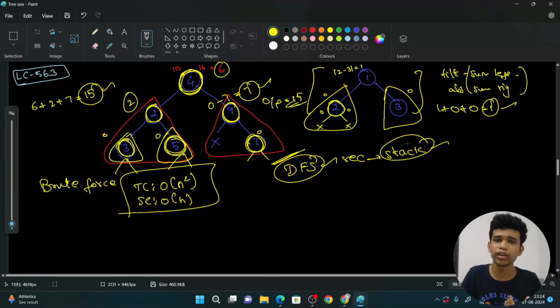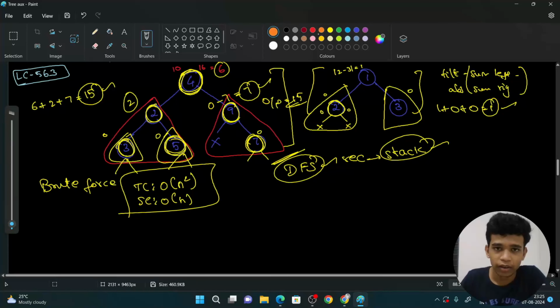Internal stack, that's why. What is the space complexity? Just O of h, the height of this tree. Right. Now we want to optimize it, right? Okay. Let us consider this first example itself.